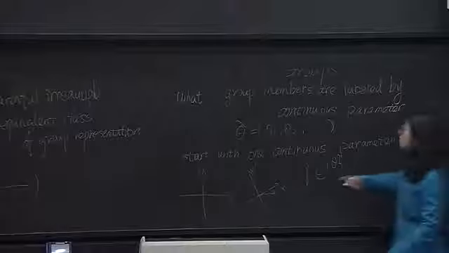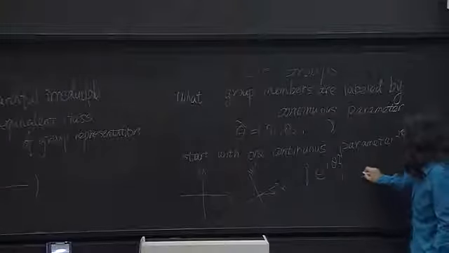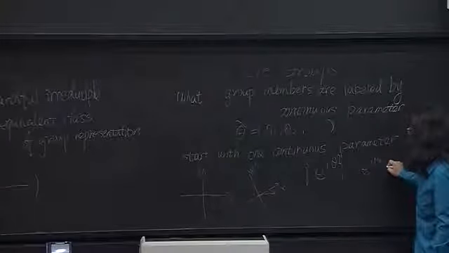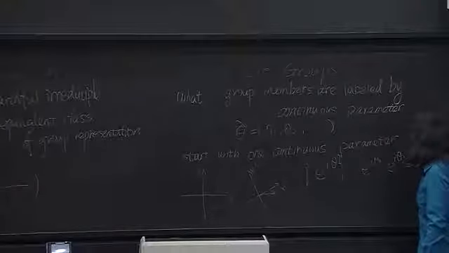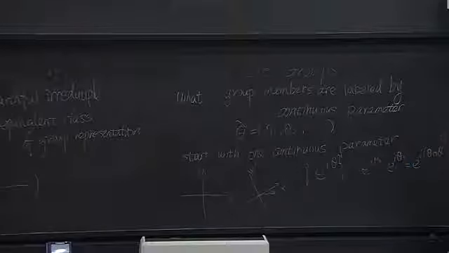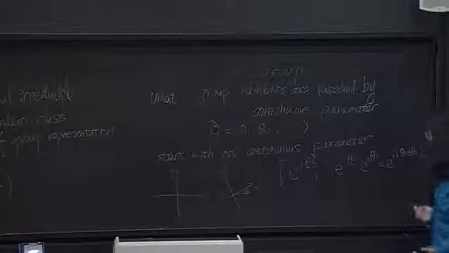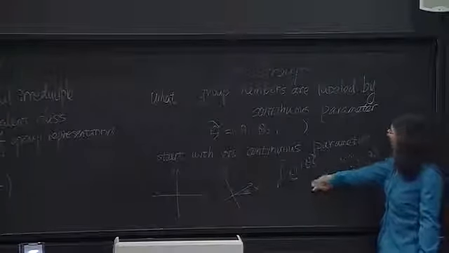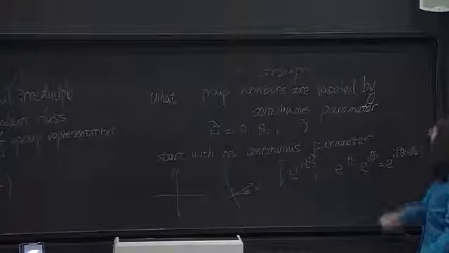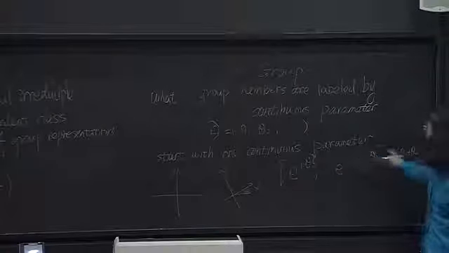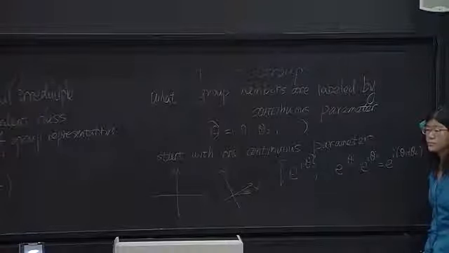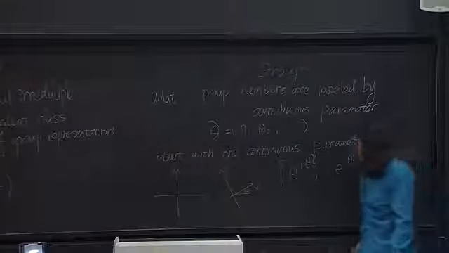And you can verify that e to the i theta 1 times e to the i theta 2 will give you something that also looks like a member of the group. So it's closed. The identity exists, which is when theta equals 0. And then the inverse exists, which is when theta goes to minus theta. And of course, it's associative because it ends up being addition of angles. So this is very good.